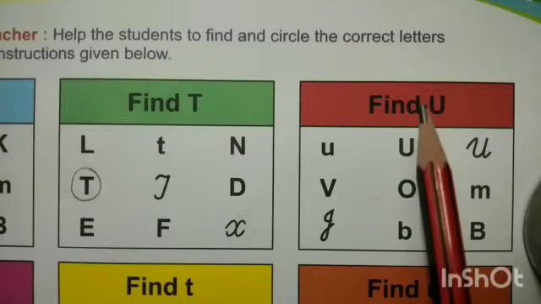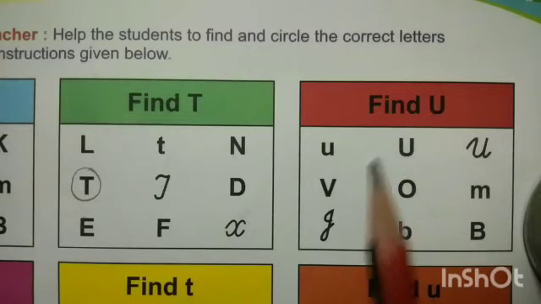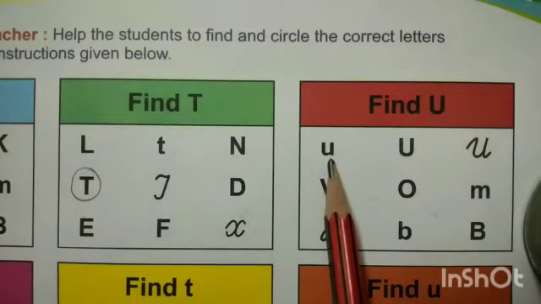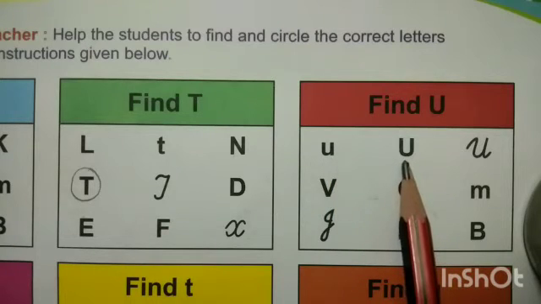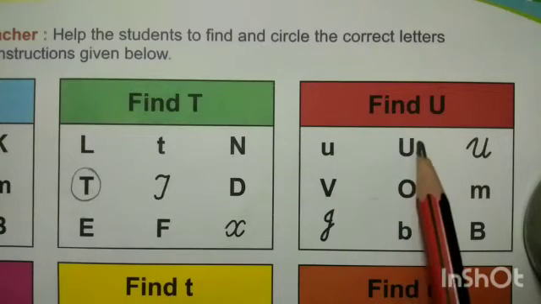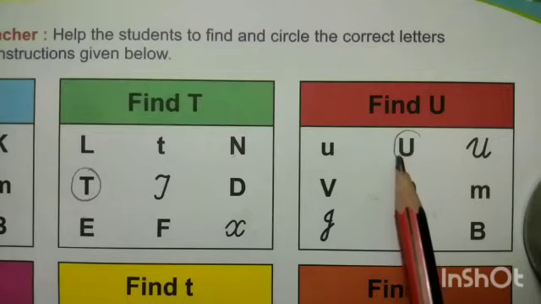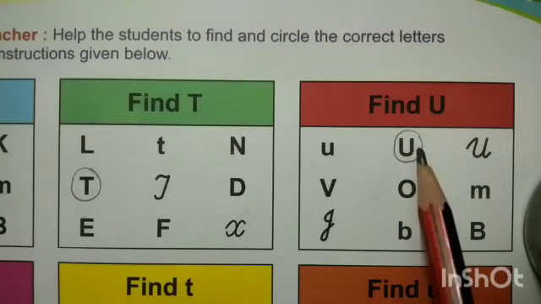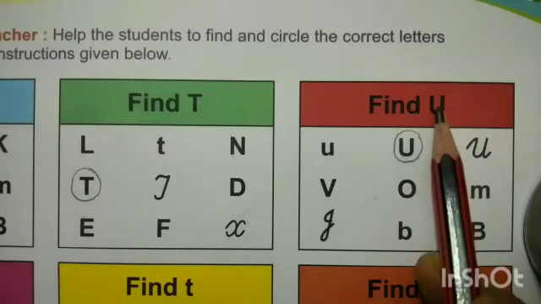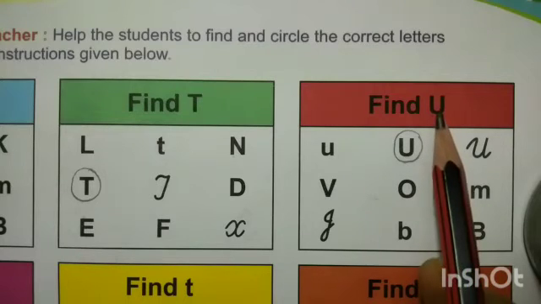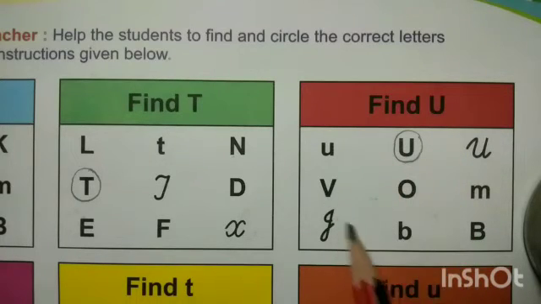Next is capital U. Is this capital U? No. Is this capital U? Yes. So we will circle capital U. Whatever letter is given, you have to find that particular letter from this box.